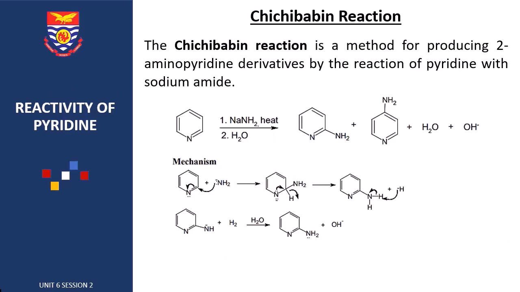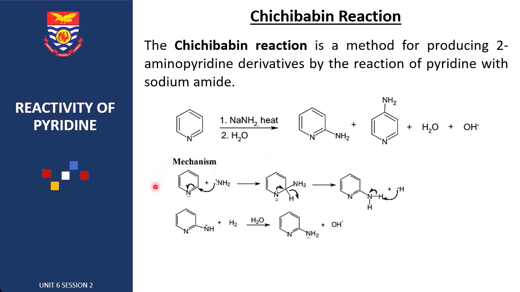We can quickly look at the Chichibabin reaction, which is a typical nucleophilic substitution reaction that involves the production of two pyridine derivatives: one with the amine attacking the second carbon and another with the amine attacking the fourth carbon. In this reaction, you react pyridine with sodium amide to produce these two different products.